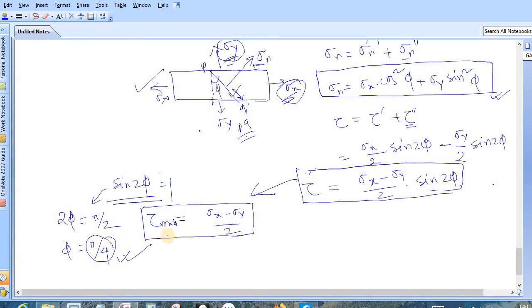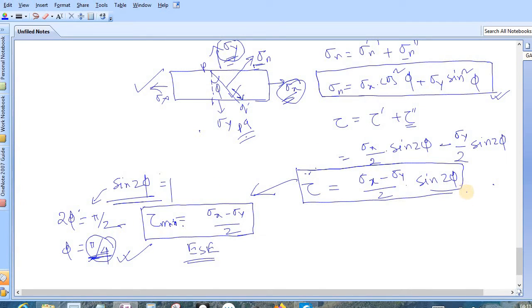So, very important implication. In MCQ questions in exams like ESE, many times it has been asked which is the angle for maximum shear. So the answer is pi by 4.